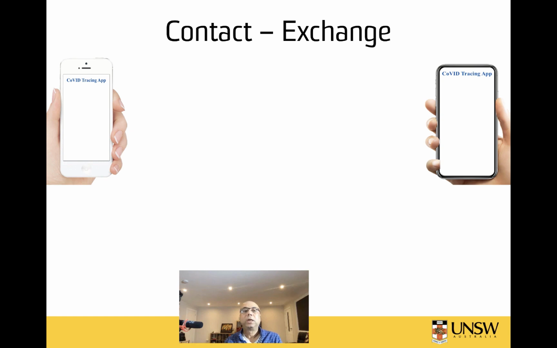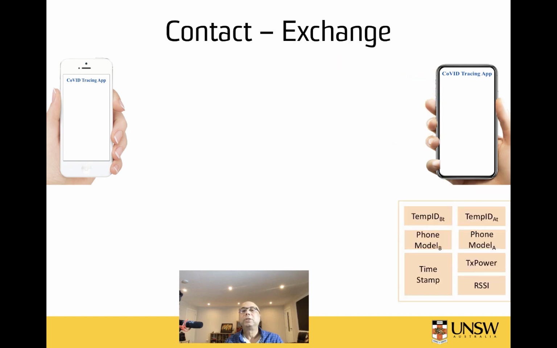Now, once you've got this temp ID in your phone, when you're moving around and you're in contact with another Bluetooth device, someone else, then the exchange happens. And that exchange uses this temp ID, your phone's model number, and the transmission power, that is, how strong the Bluetooth signal is from your phone. And that gets sent to the device which is close by. We'll talk about proximity in a minute.